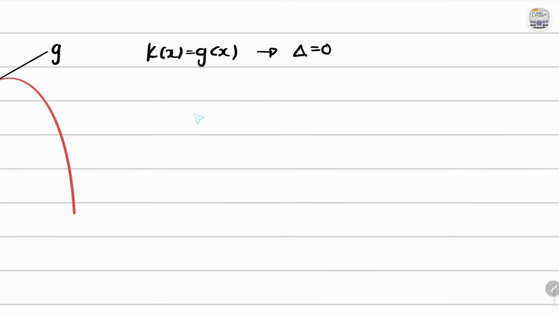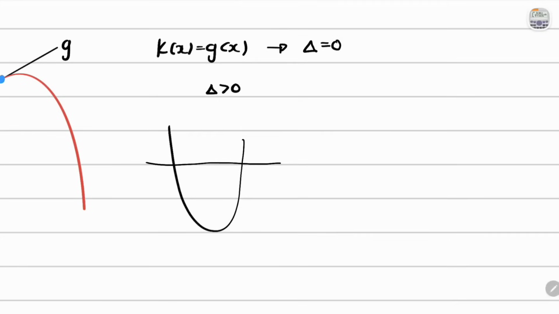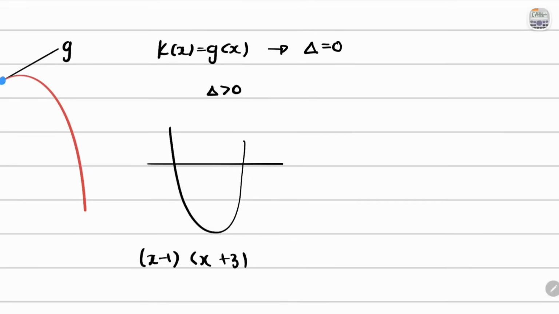Here's the thing about the discriminant. With a parabola, you know that if the discriminant is greater than 0, you will have two unequal roots. So this is something like x minus 1 and x plus 3, for example, right? Two unequal roots. But if you make delta equal to 0, what actually happens is you're getting equal roots.